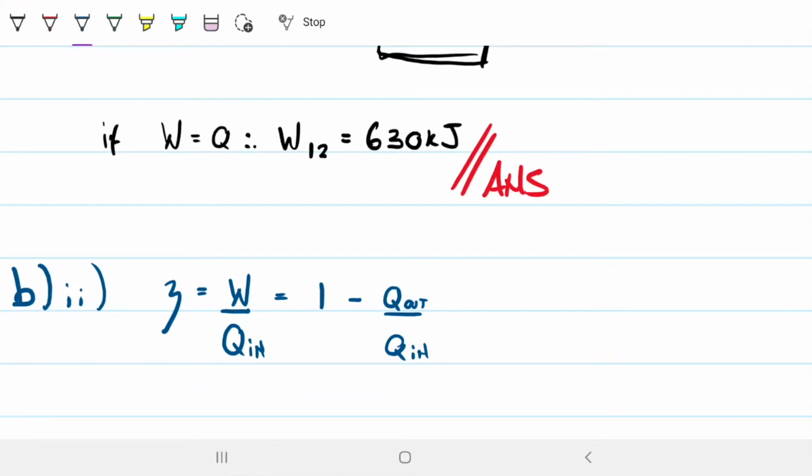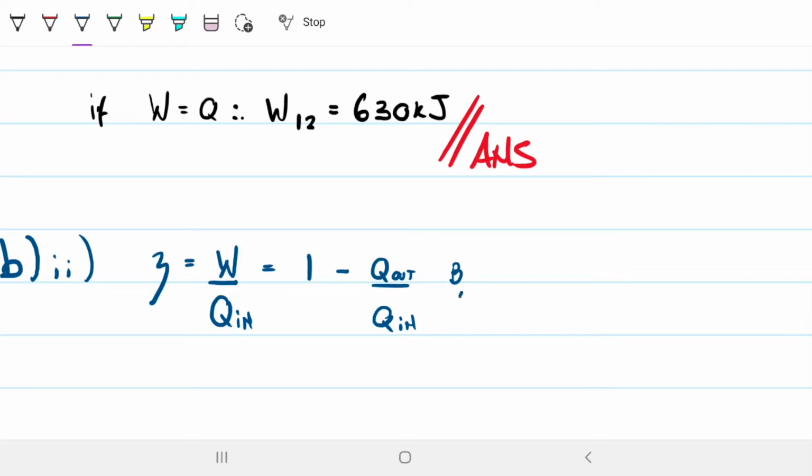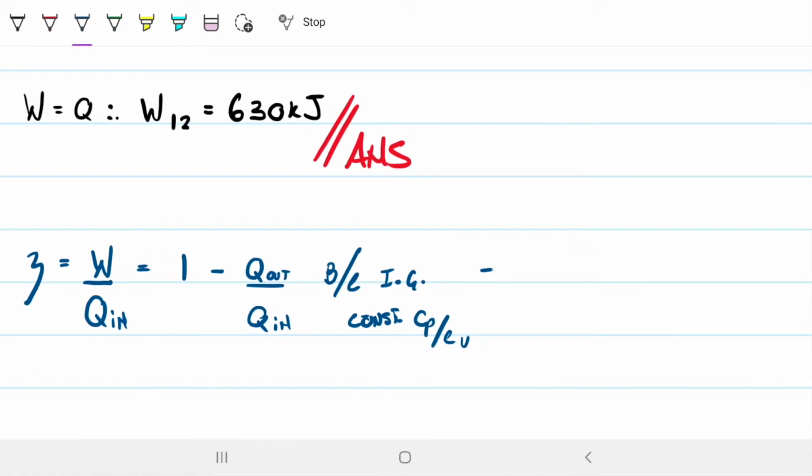But because, and only because this is an ideal gas, and our Cp and Cv are kept constant, then let's rewrite this: the efficiency is also equal to 1 minus T over T. Which one is which? Well, this one here we want to be high, and this is low.